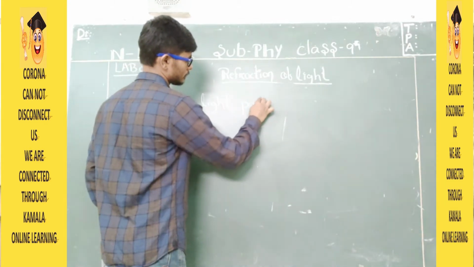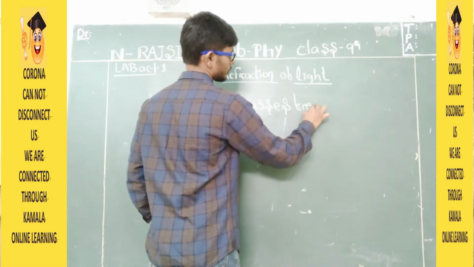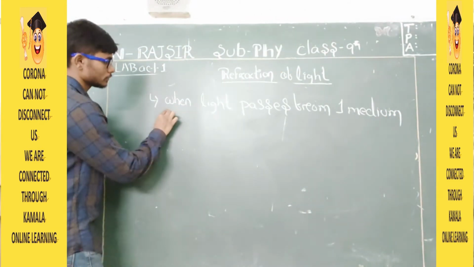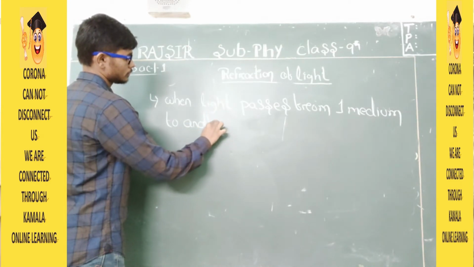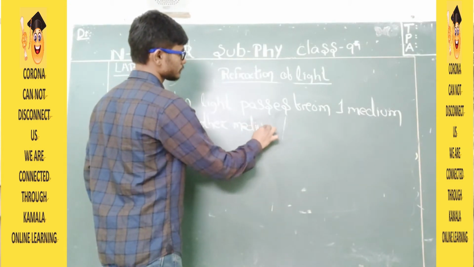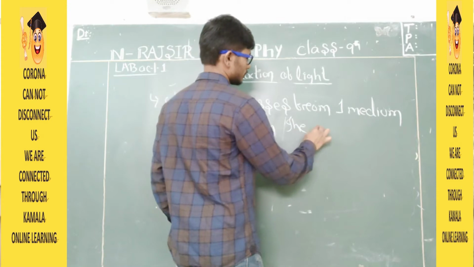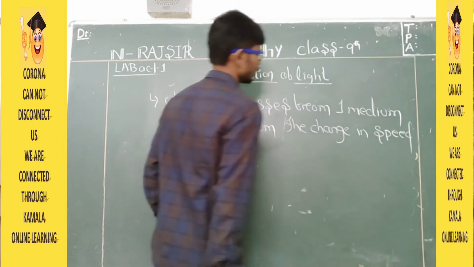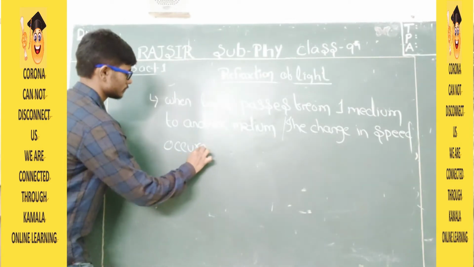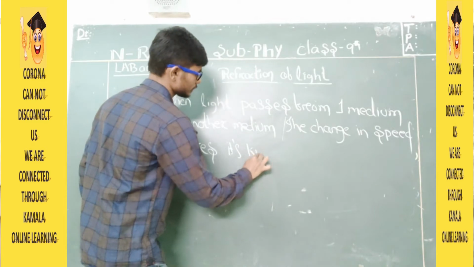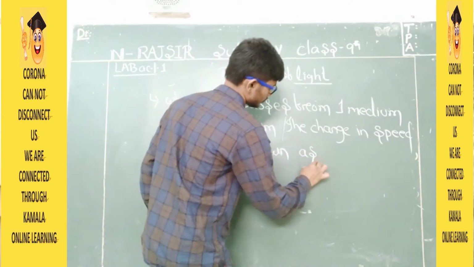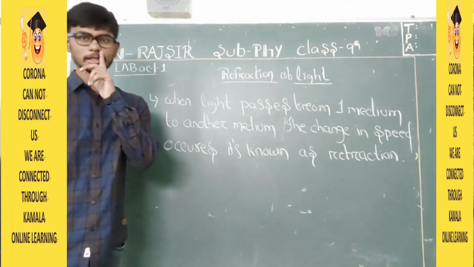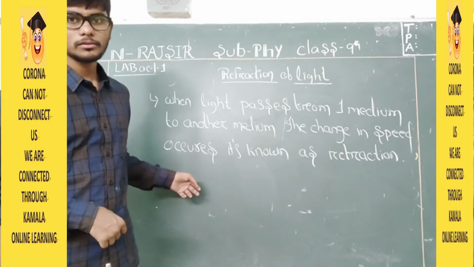When light passes from one medium to another medium, the change in speed occurs. It's known as refraction. It's very important. Please note it down.